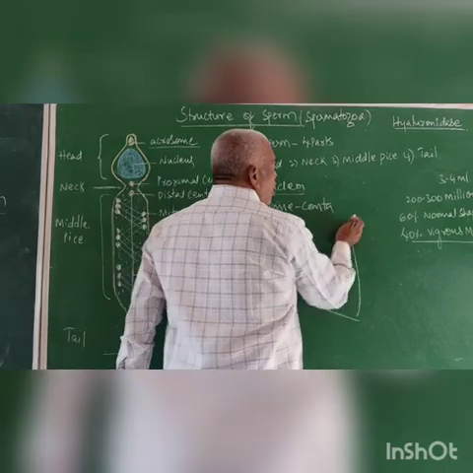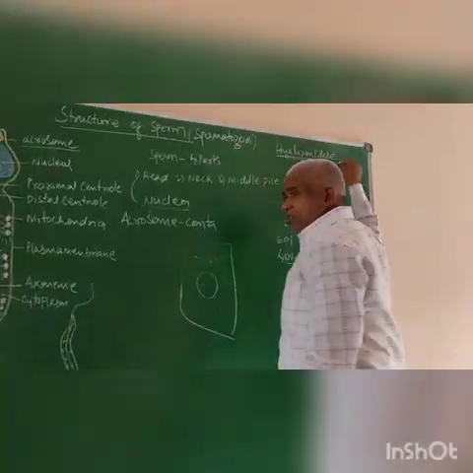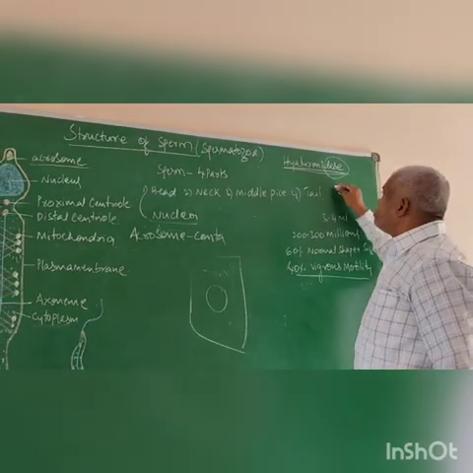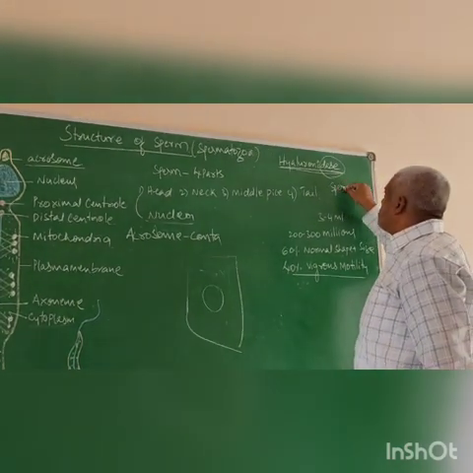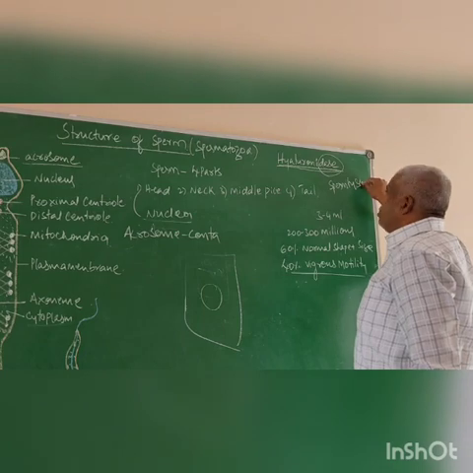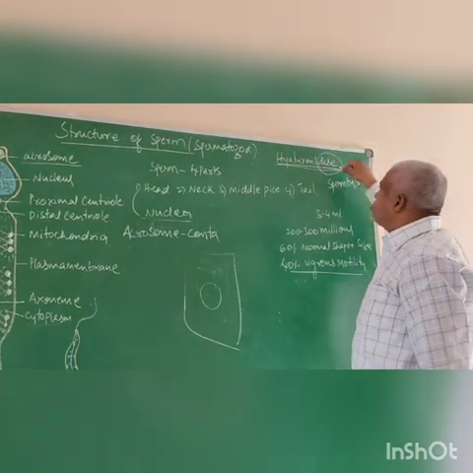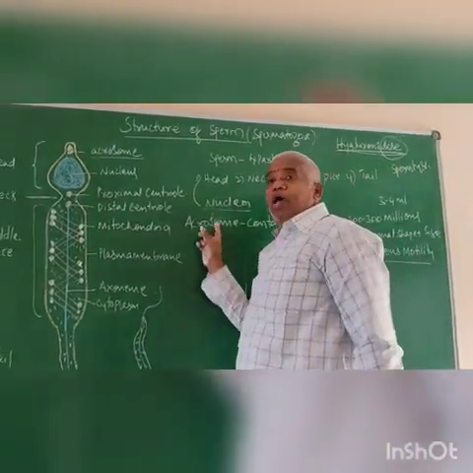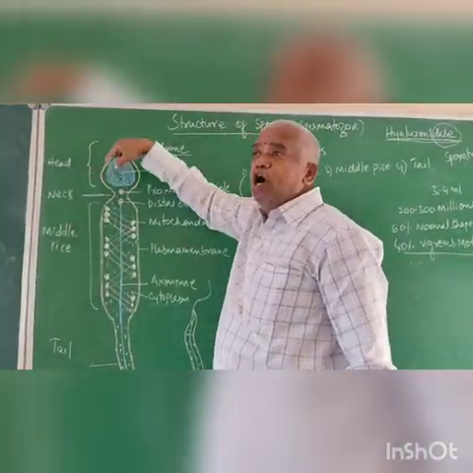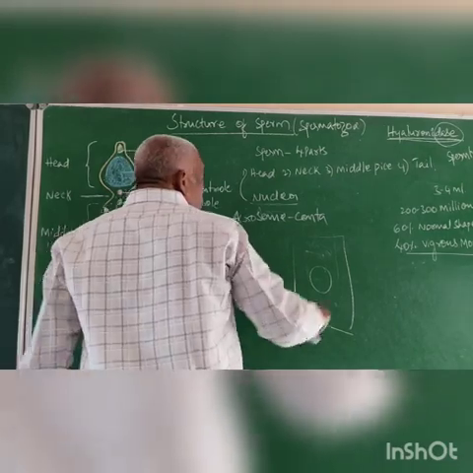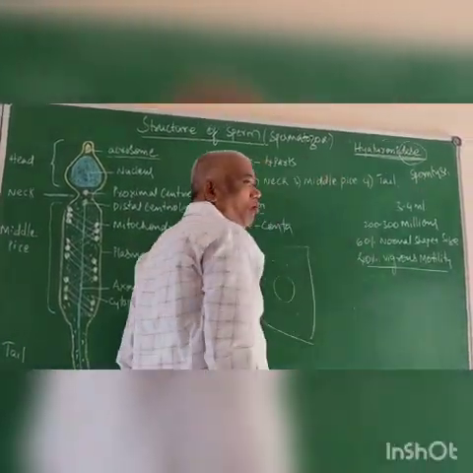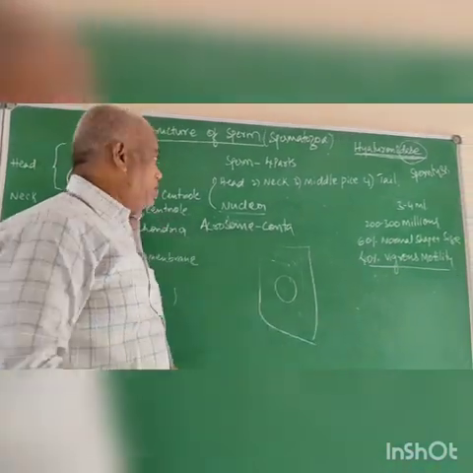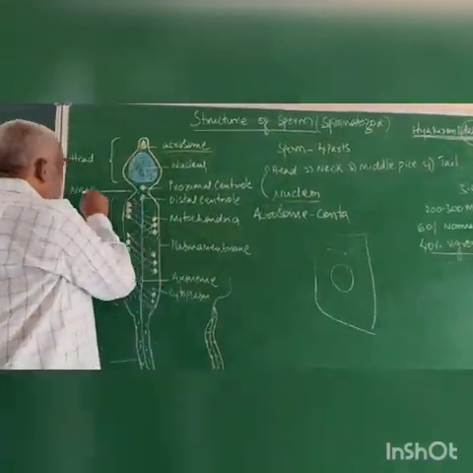That enzyme is called hyaluronidase, which is also called spermolysin. Hyaluronidase is present in the acrosome, and the acrosome is present in the head above the nucleus. What is the meaning of this enzyme? What is the need of this enzyme? We can discuss that at the time of fertilization. Now come to the second one.